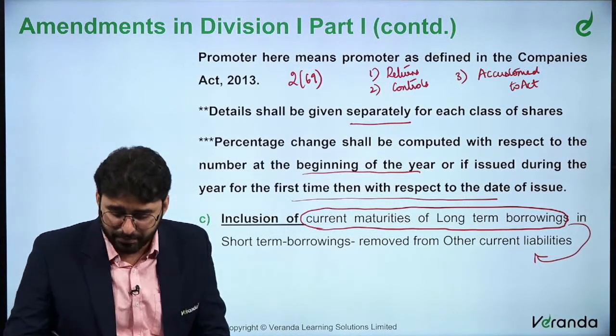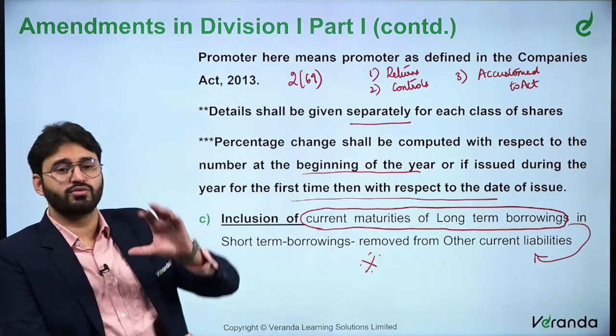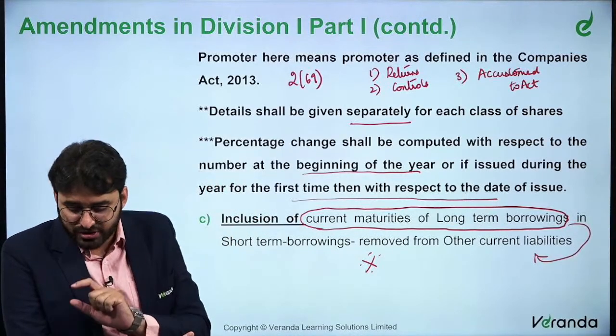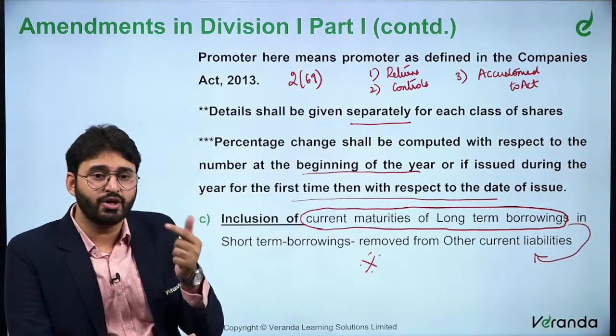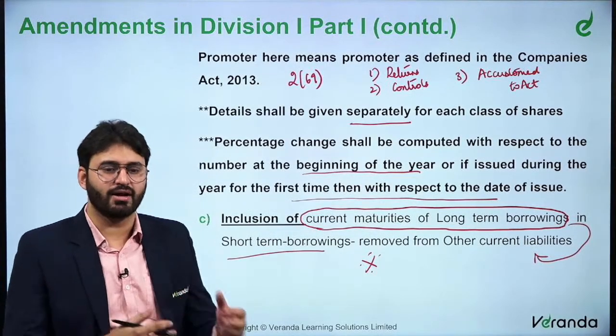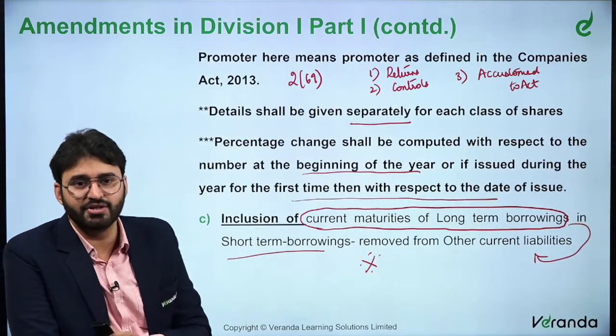This could be an important MCQ question, or a question where they give a draft of the financial statements in which this is included in OCL, and you have to say this is wrong, it will be included in short-term borrowings. A similar amendment or reclassification is made in Division 2 as well.